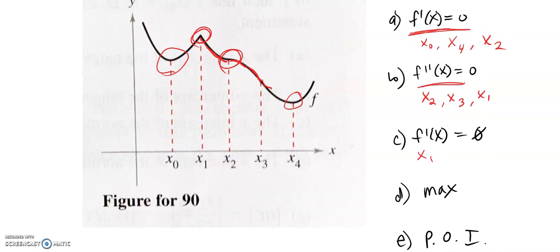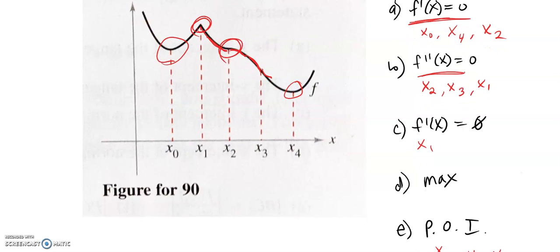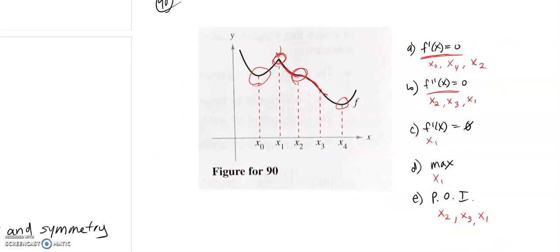And then the max point would actually be at the left endpoint. But this says relative max, so I should have put the word relative in there on D. So the relative max is at x sub 1, right there. It's the highest point on the graph relative to any points around it. And that sums up number 90.